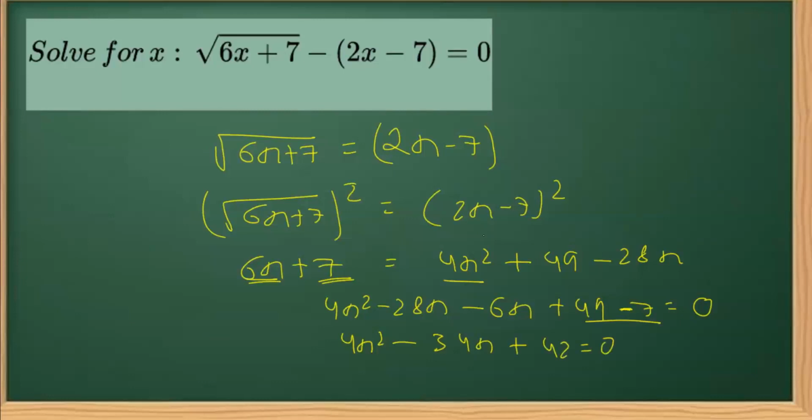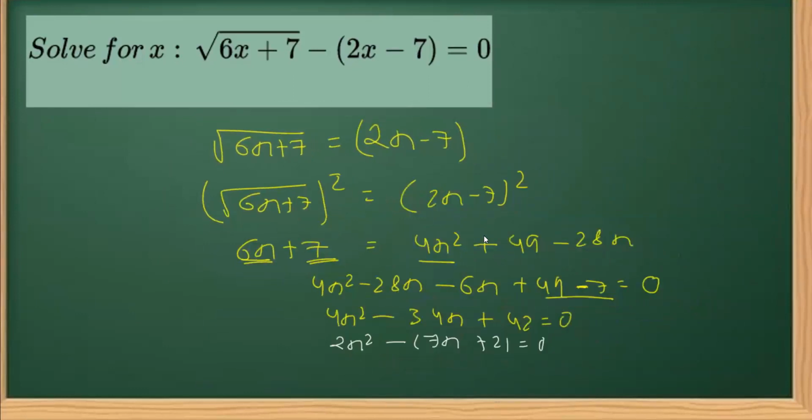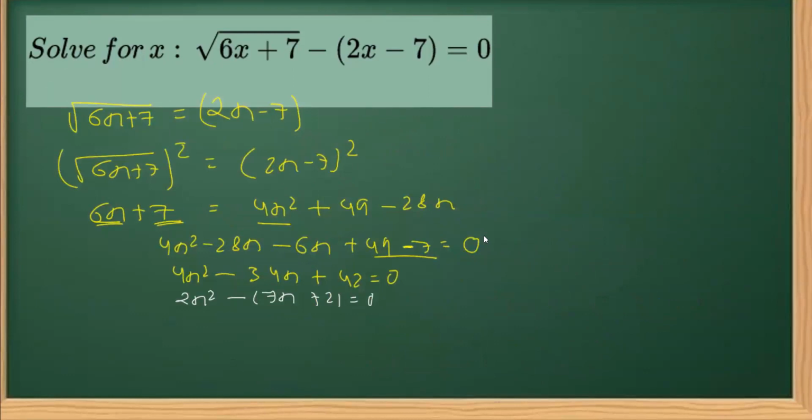As you can see, we can even take 2 common. By taking 2 common, we'll get 2x squared minus 17x plus 21 is equal to 0. Now, as you can see, we have converted this into the standard form of a quadratic equation, with a, b, and c as 2, minus 17, and 21.